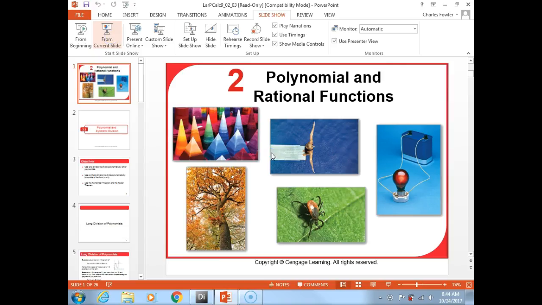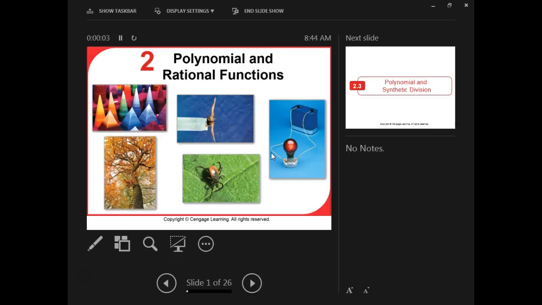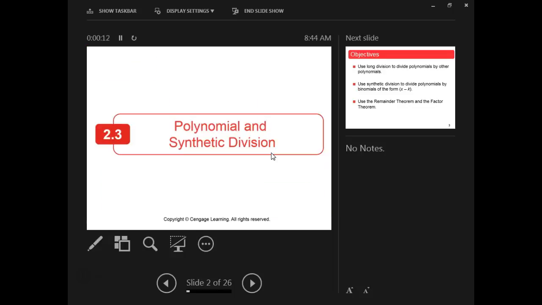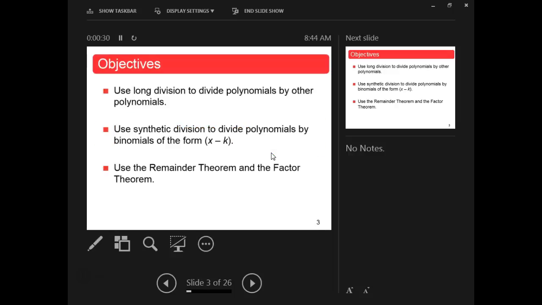Okay, I don't think we got started in 2.3 last time, so that's where we'll be beginning today. We're still doing polynomials and rational functions, still on the polynomial part. We won't do rational functions until 2.6. We're now going to do polynomial and synthetic division, because these are tools that we need to know how to do so that we can better find zeros of polynomials.